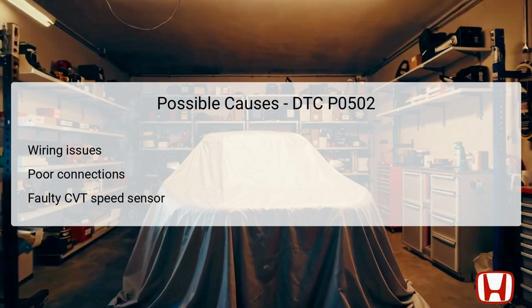Moreover, a faulty CVT speed sensor could also trigger this DTC, indicating that the sensor may need to be replaced. Understanding these causes aids in narrowing down where the problem lies, facilitating a more efficient troubleshooting process. It highlights the importance of meticulously checking electrical components before replacing sensors to avoid unnecessary expenses and repairs.